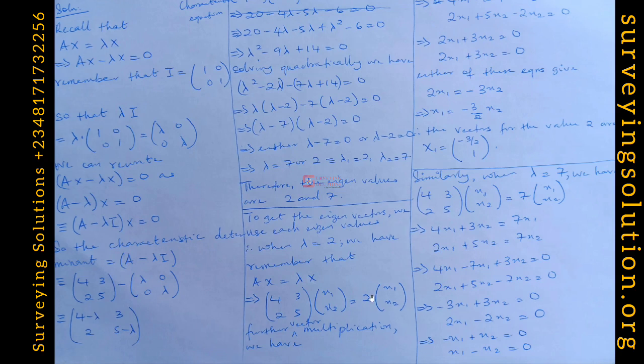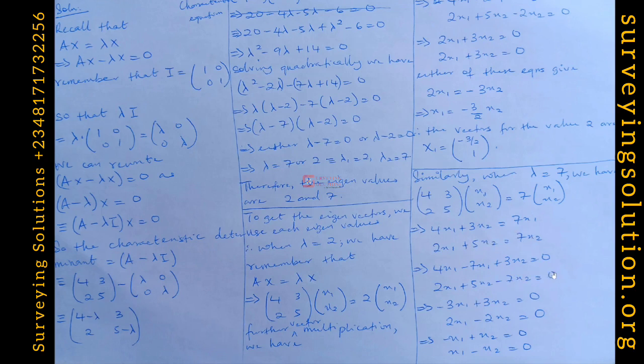Good. So we now have 4x1 plus 3x2 equal to 7x1, and then we have 2x1 plus 5x2 equal to 7x2. So we are going to move everything to the left hand side, so that our right hand side will be equal to 0. That's just for further simplification. So we now have 4x1 minus 7x1, plus 3x2 all equal to 0. Then we have 2x1 plus 5x2 minus 7x2 all equal to 0, right?